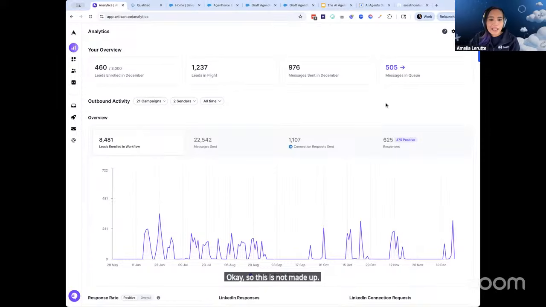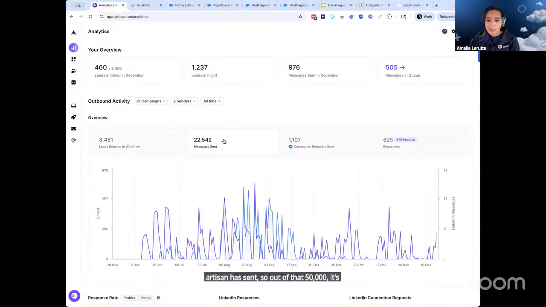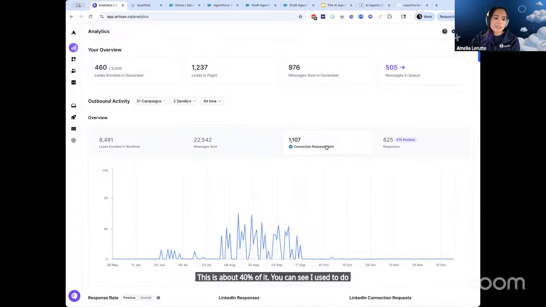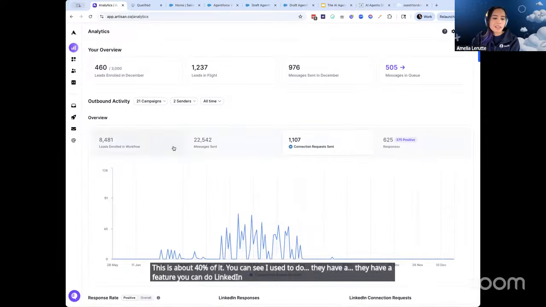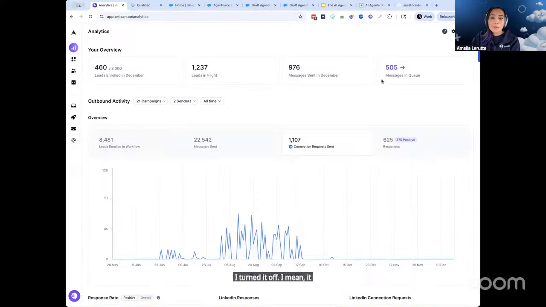This is how many messages Artisan has sent. Out of that 50,000, it sent about half. That makes sense. Agentforce is our newest, qualified as inbound. If you think of it right now as a split, maybe not half, it's like a 40-40-20 split. This is about 40% of it. They have a feature where you can do LinkedIn messages. I turned it off. It's not that it didn't work. It actually worked too well.